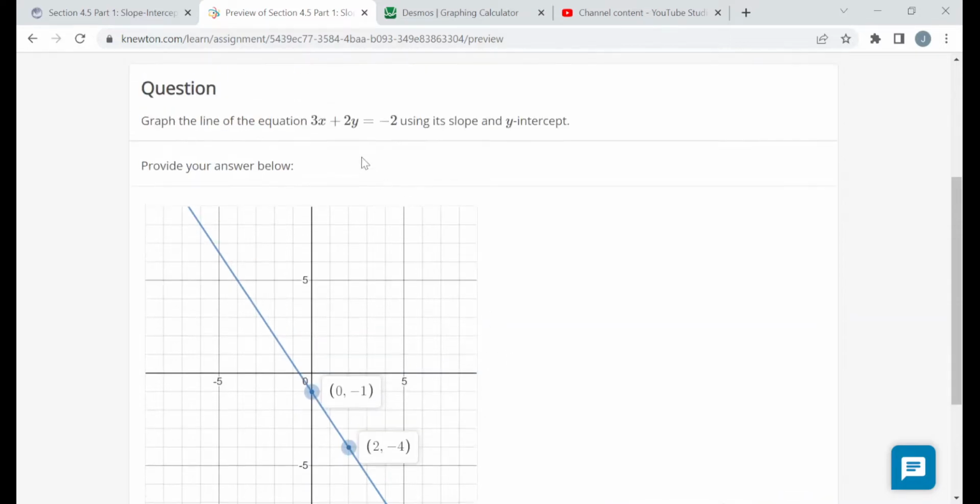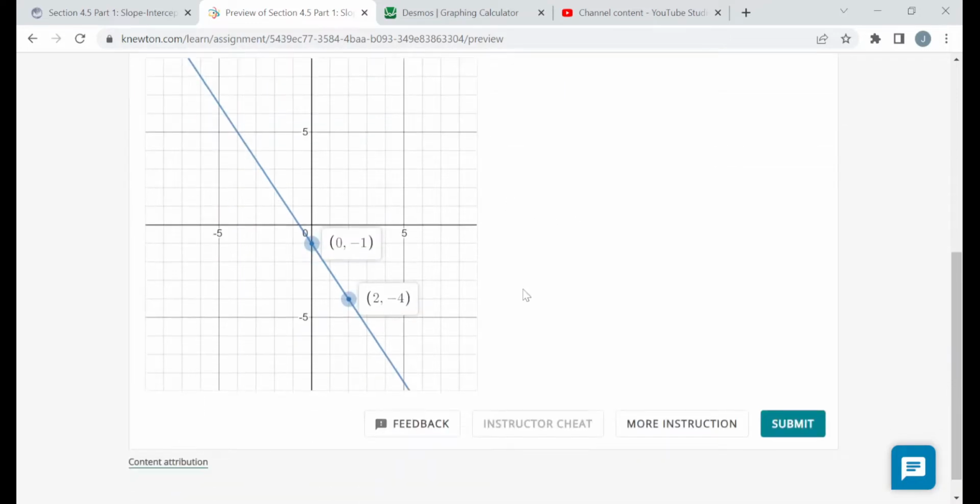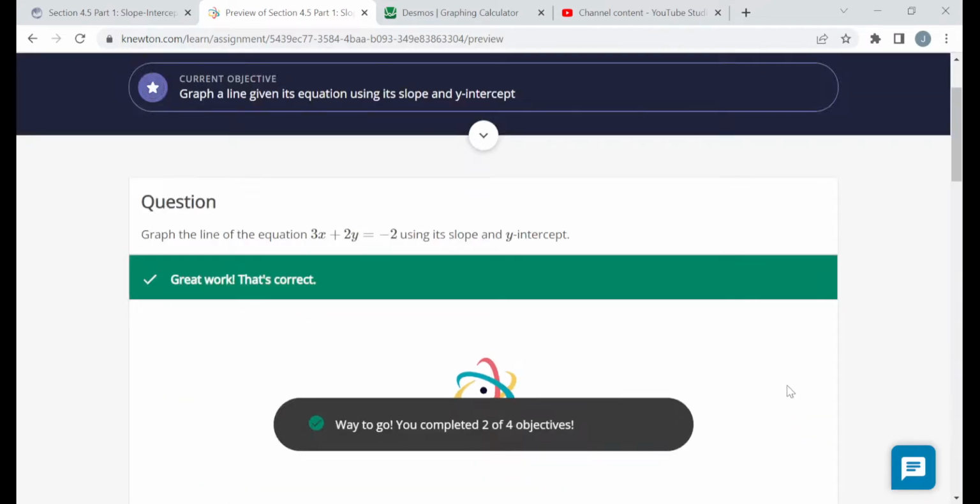And you can check that 2 for x, negative 4 for y would work here, right? You'd have 6 plus negative 8 is negative 2. That's totally true. And there you go, right? 2 points and then the line through them. Great.